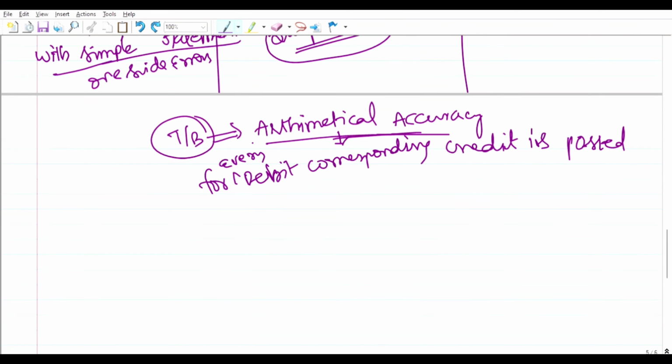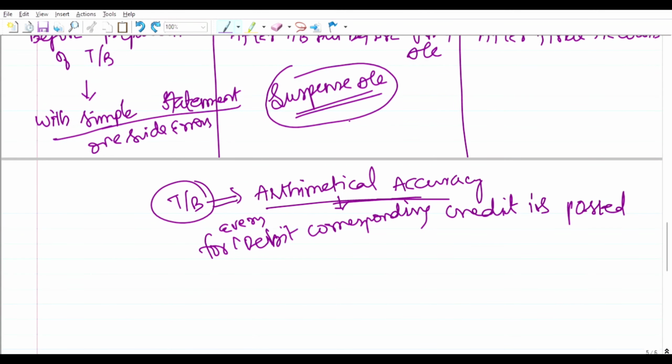So what is a suspense account? The name only, suspense account, is there. It is not really an account. It can be of any balance. It can be of debit balance, or it can be of credit balance. It can be of both balances.